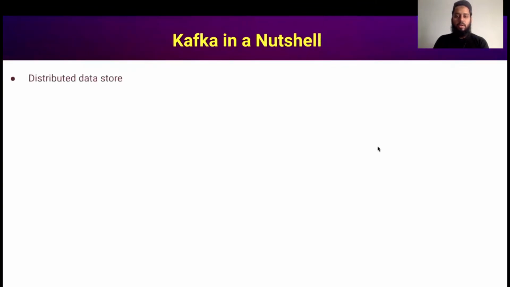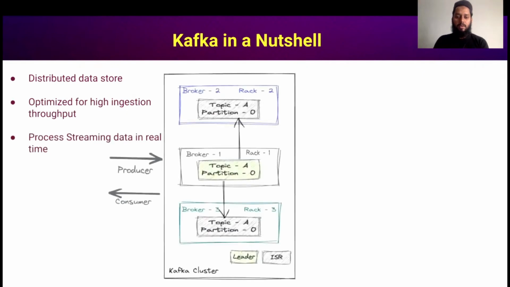So Kafka is a distributed data store which is optimized for high ingestion throughput, and processes streaming data in a real-time fashion. A Kafka cluster has multiple brokers, and those brokers may be distributed in different racks. A topic partition, which actually stores the data, resides on a broker, and depending on the replication factor, its replica will be replicated in the Kafka cluster. If we generate the partition plan for a topic A, it will look like this.